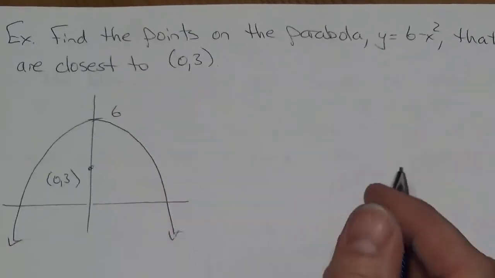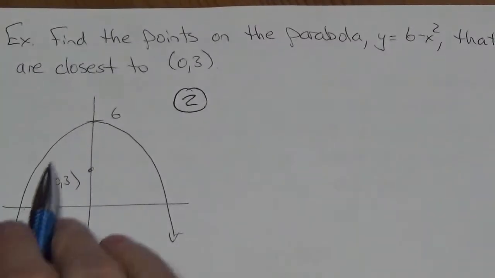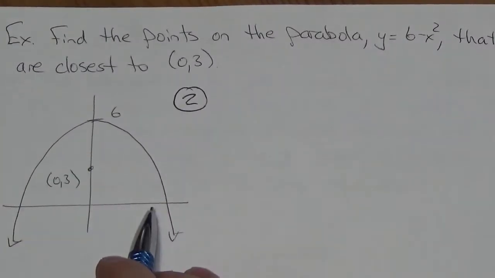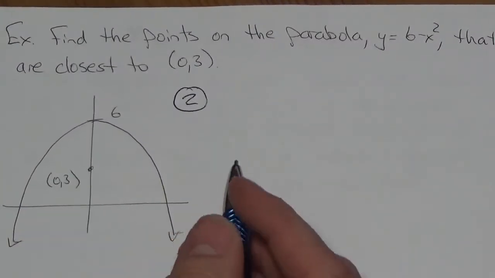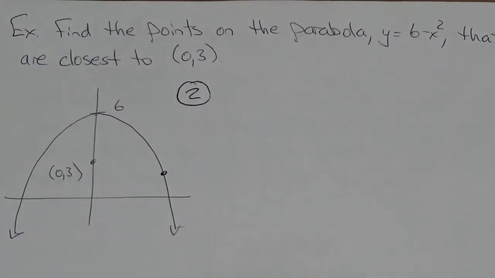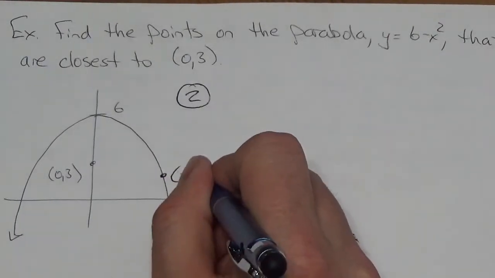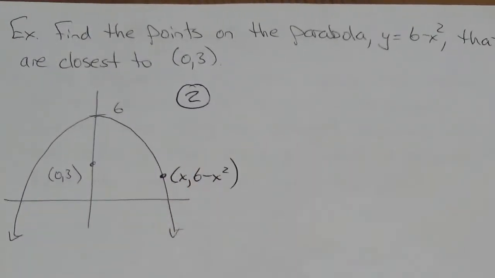I'm going to show you another one. Okay, now we're going to take another look at this question. This is going to be our method 2. So we're still looking at the same parabola here that opens down. And again, we've got that point at 0, 0, 3. And again, we're going to choose a random point on there, but we know now that this has got to have the coordinates x comma 6 minus x squared.